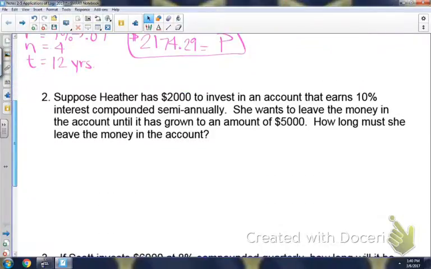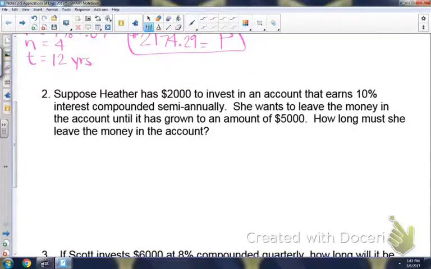Alright, number 2. Suppose Heather has $2,000 to invest in an account that earns 10% interest compounded semi-annually. She wants to leave the money in the account until it has grown to an amount of $5,000. How long must she leave the money in the account? So again, write down your variables.